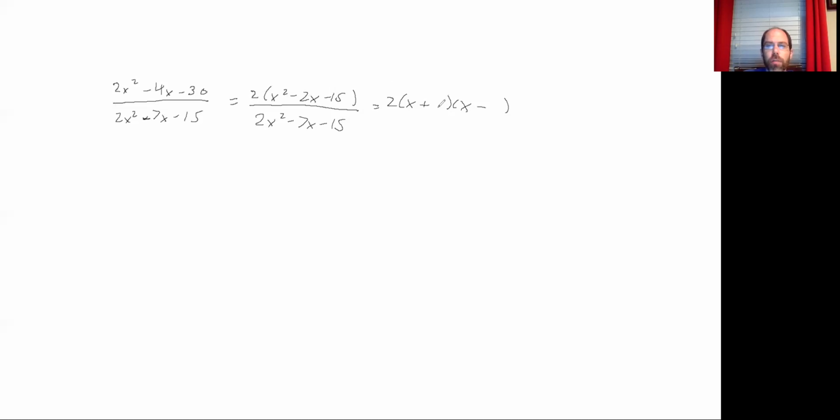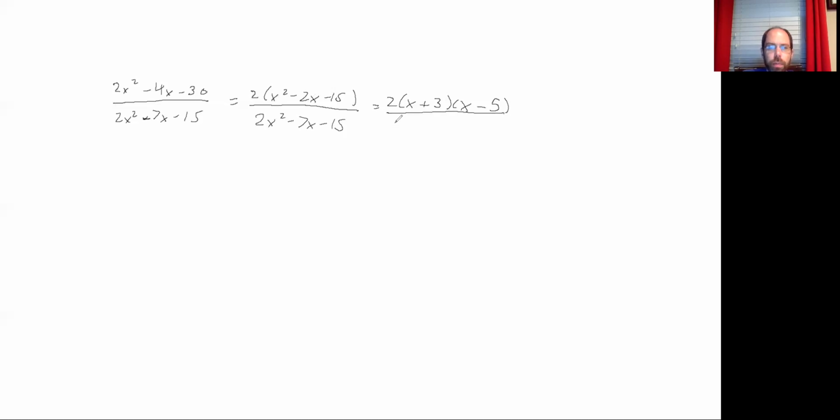Okay, so I need a 5 and a 3. The question is, which one goes where? Since that is a negative 2 right there, the negative sign gets the bigger number. The bigger number is 5, and therefore my 3 goes here. Let's double check that we're right. x times x is x squared, plus 3x minus 5x is indeed negative 2x, and 3 times negative 5 is negative 15, and then we're okay.